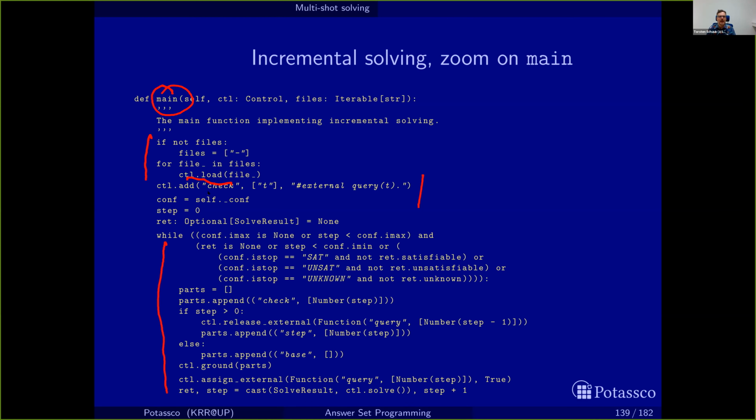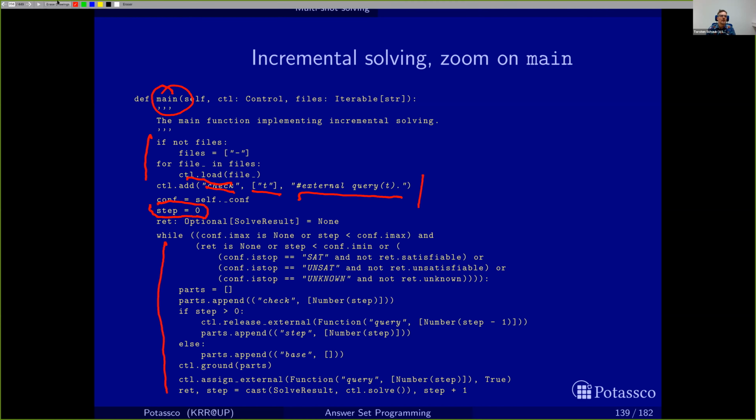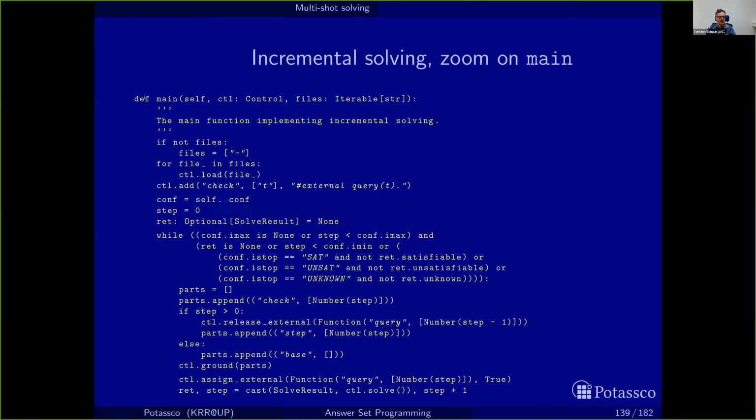Just as a convenience, we add this ourselves, so the user doesn't have to do that. So we add something to the check program that has a parameter, and that's the source code of this external query. We've seen that. So this is added here as a convenience feature. Good. Then we say, we are now at the beginning, we are initializing things, we are at step 0. So we want to solve incrementally.